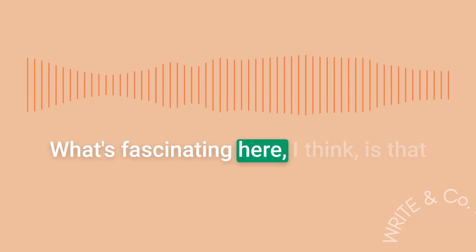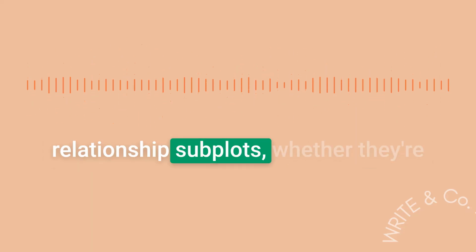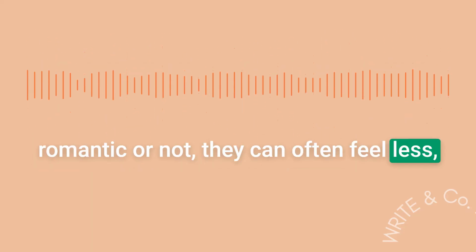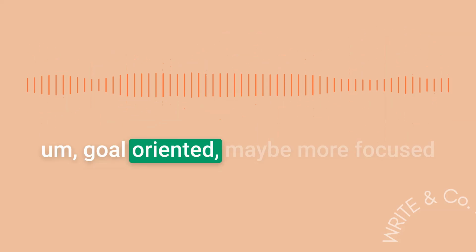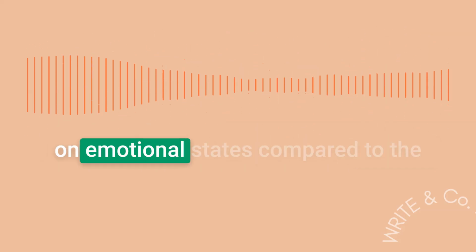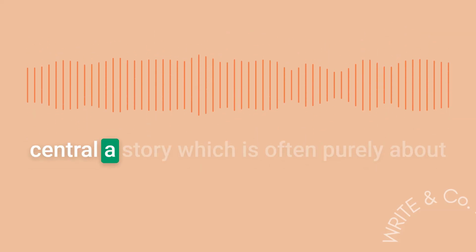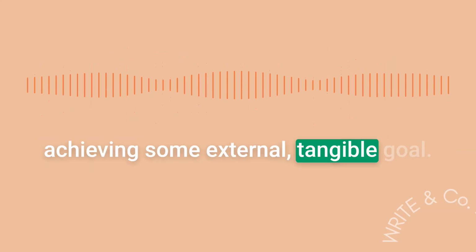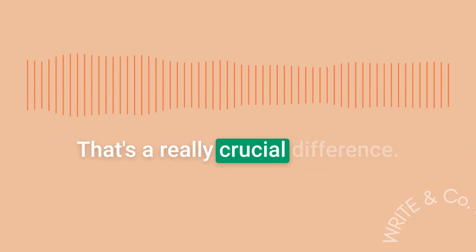What's fascinating here, I think, is that relationship subplots, whether they're romantic or not, can often feel less goal-oriented, maybe more focused on emotional states compared to the central A story, which is often purely about achieving some external, tangible goal. That's a really crucial difference, I think.